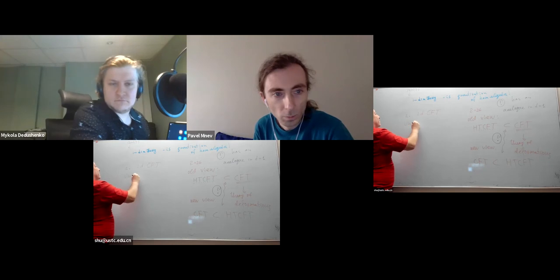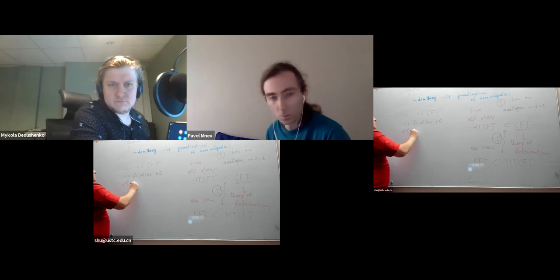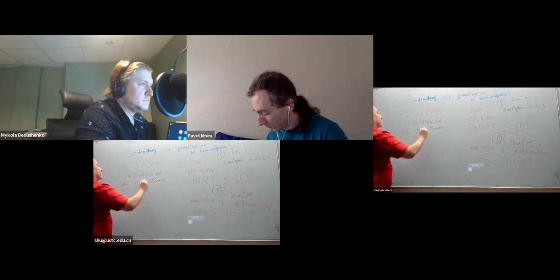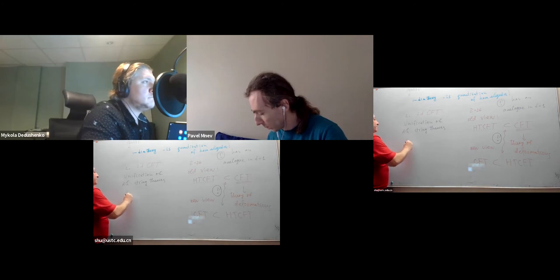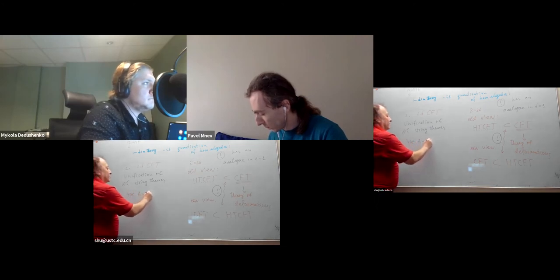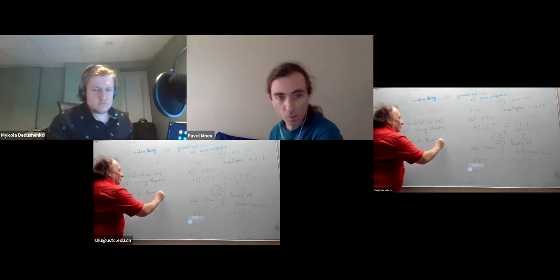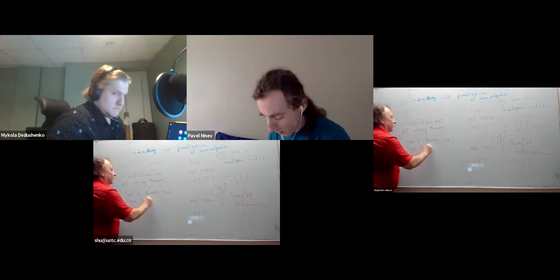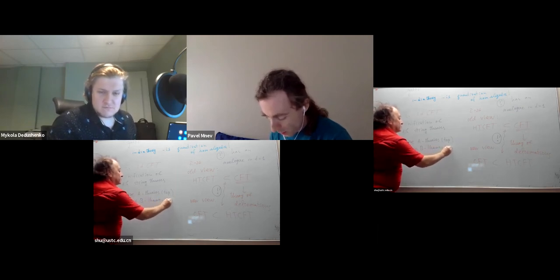Unification of different string theories. So there are type A theories, not type 2A, but type A, so-called topological. Type B theories, and this equivalence is called mirror.